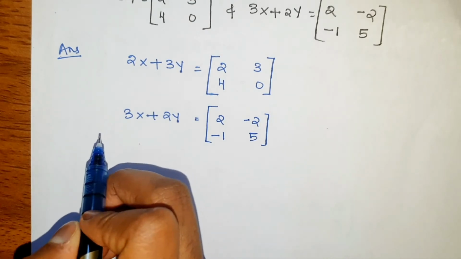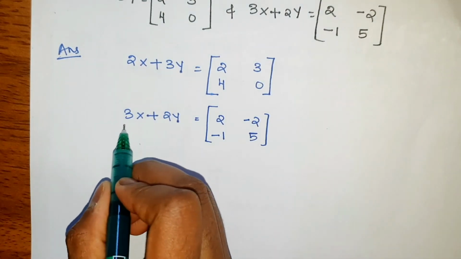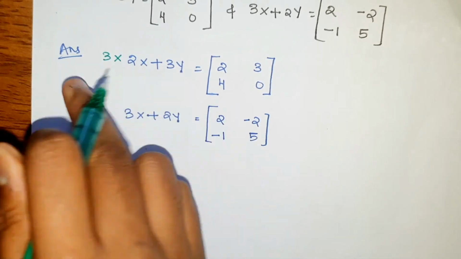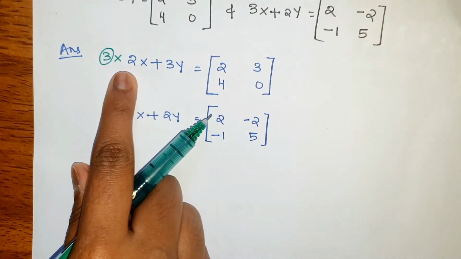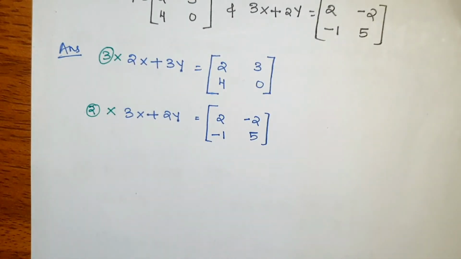Okay. So what do I have to do? I have to multiply. I have to take the coefficient of x. What is the coefficient of x? That is 3. So I have to multiply this full equation with 3. And here, what is the coefficient of x? 2. So here I have to multiply the full equation with 2.